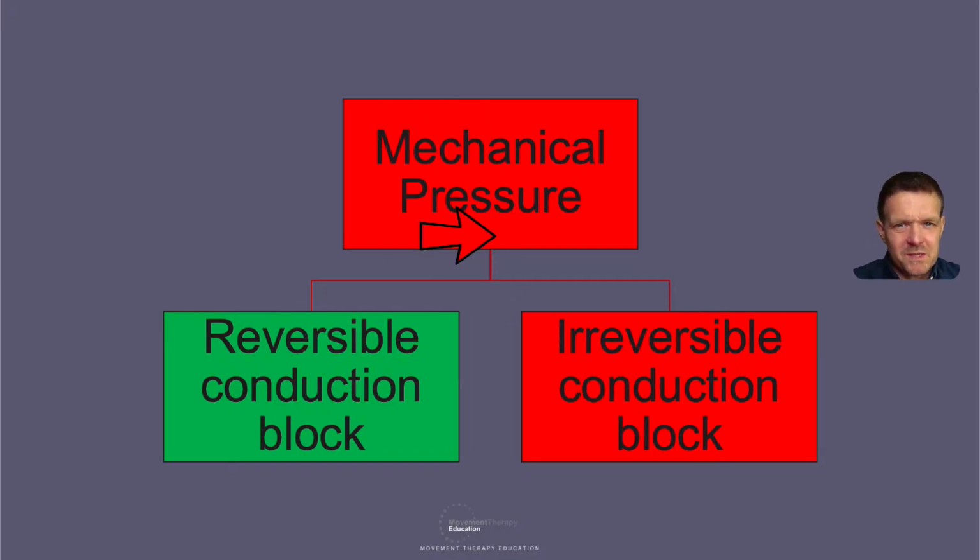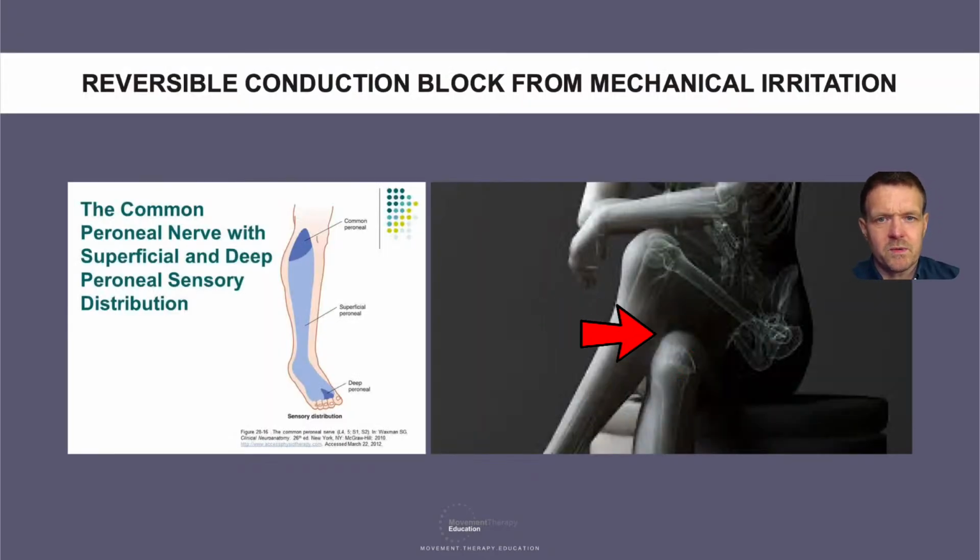week. So this mechanical pressure, if it's a reversible one, it's because the compression or whatever it is that is causing this conduction block is only short-lived. Yeah, so it's only very brief. Whereas this one is continuous, and then this one is the problem. Okay, so let's have a look at a reversible one.